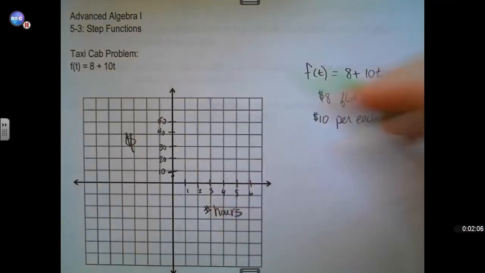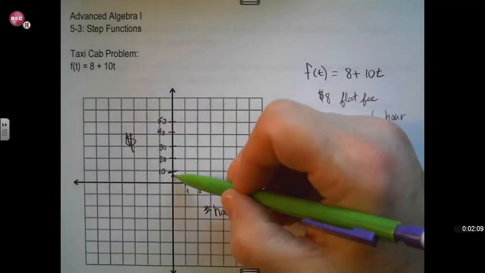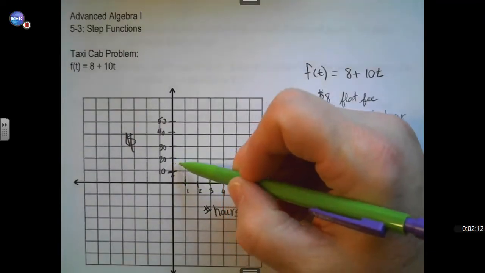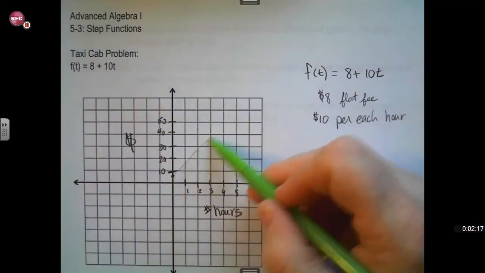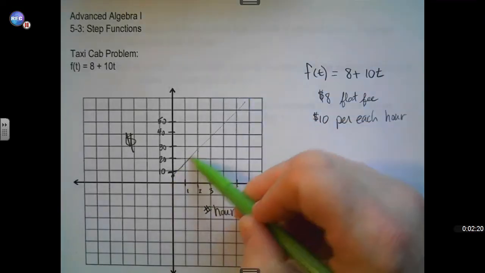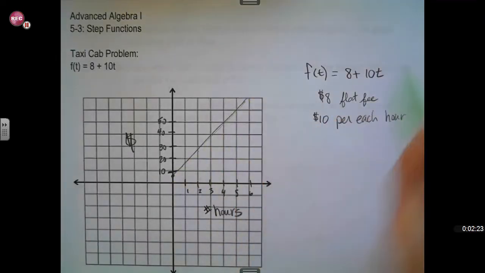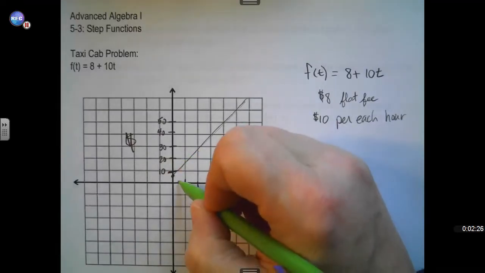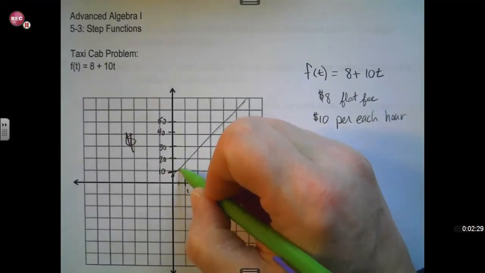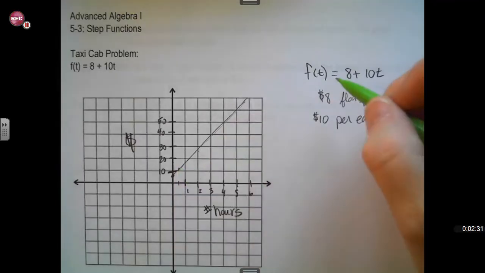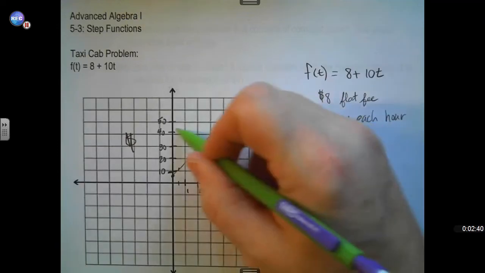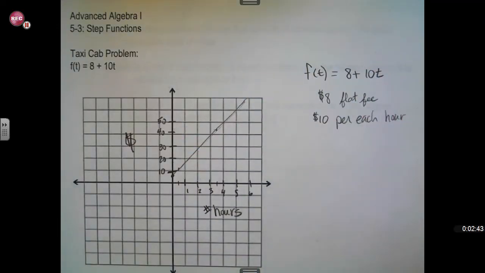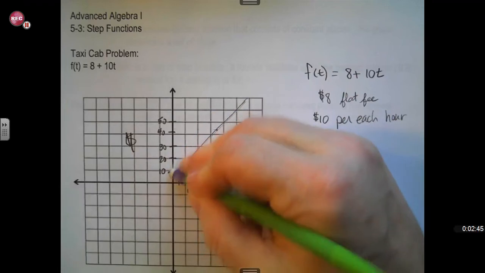And if we tried to draw this as a line where I rise 10 and I run 1, drawing it in real light, then what that's telling me is that at half an hour, I don't owe you $18, I only owe you this many dollars. Or at 3.5 hours, I owe you this amount of money. And that's not truthful to the scenario.